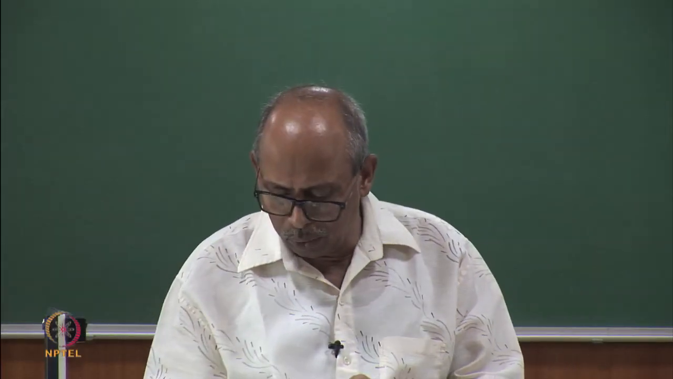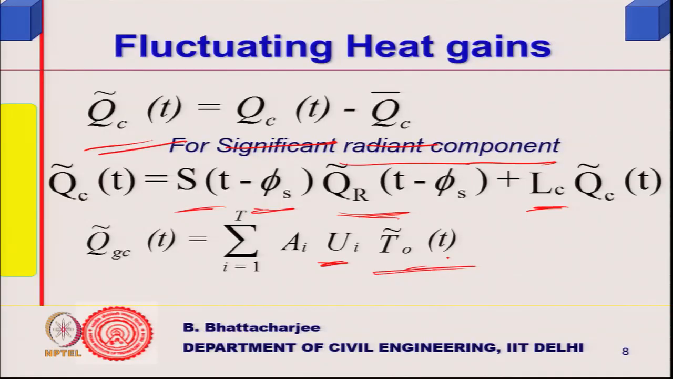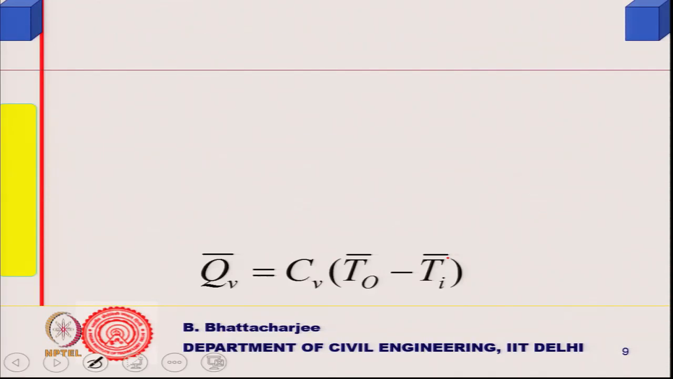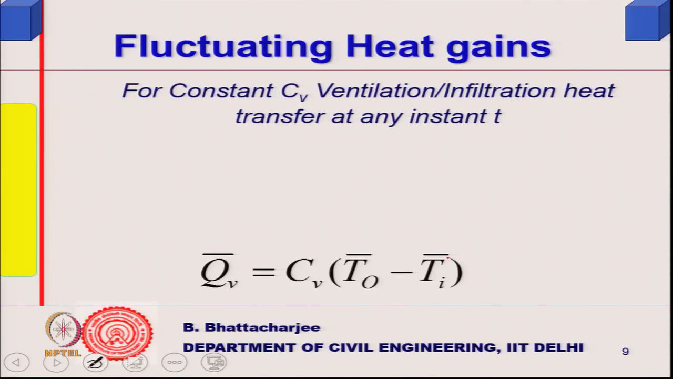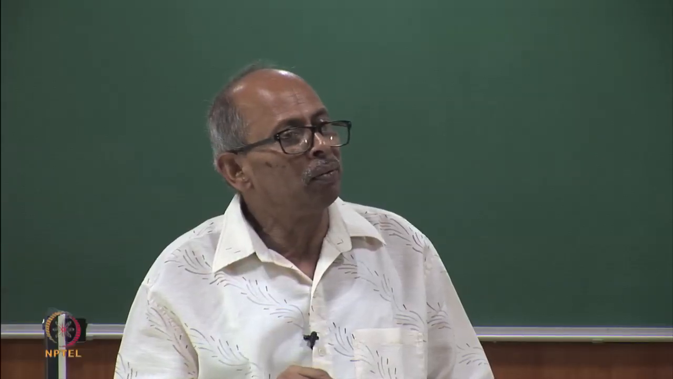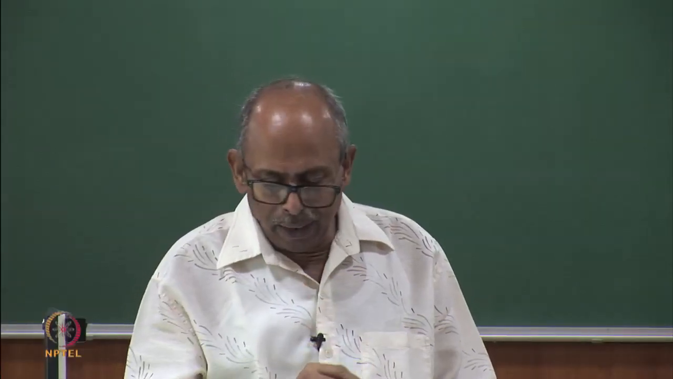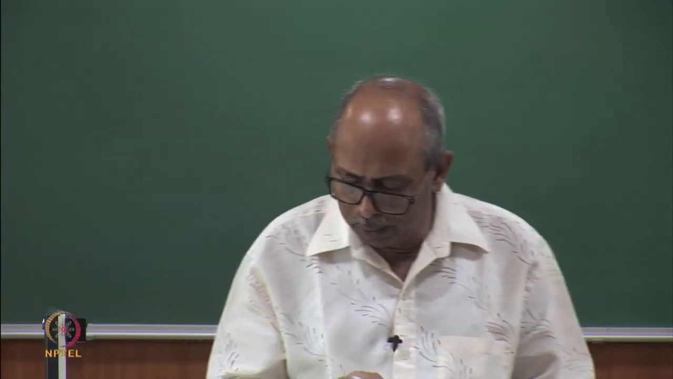U value of the glass we took. So, U into that is what we take. So, this is how we calculate all except the ventilation heat transfer, right. Constant CV we have already taken care of. Now, if CV is varying, it becomes a little bit problematic.